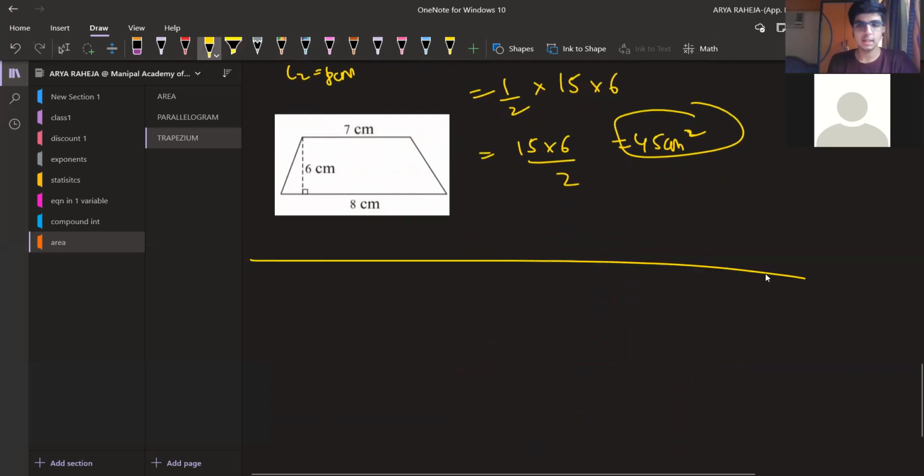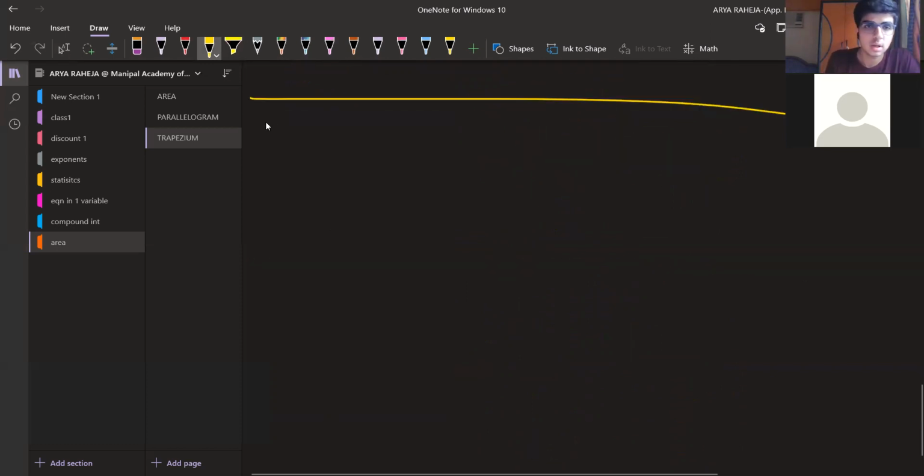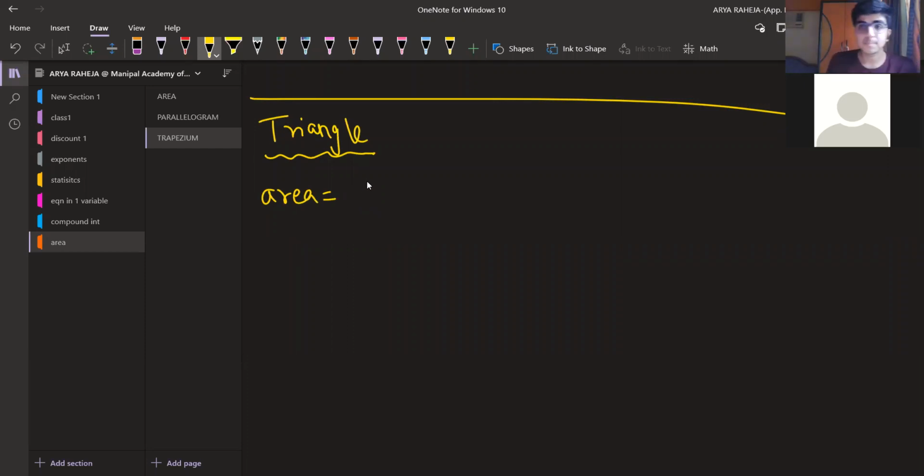Okay, so now let's move on to the next thing, which is everyone's favorite, the triangle. First, everyone knows the area of a triangle. What is the formula? Anyone can tell me? Half into base into height. Very good. So the area of a triangle is half into base into height. If the triangle looks like this, where this is the height and this is the base, then the area is half into base into height.